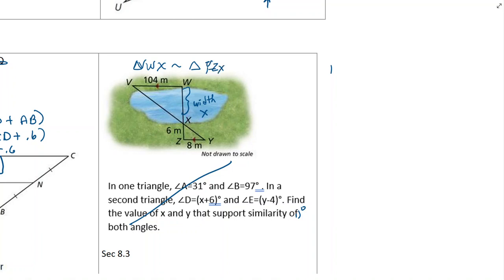So because they're similar, we can set a proportion. And our proportion is 104 is to 8 as the given. I'm going to reduce this. This becomes 13 over 1. 13 over 1 must be congruent to our x over 6. I'm going to cross multiply by 6. And I get 78 is x. And this is in meters. All right.